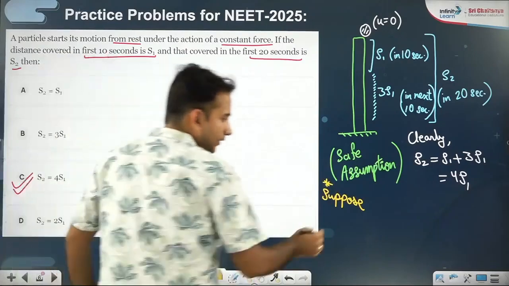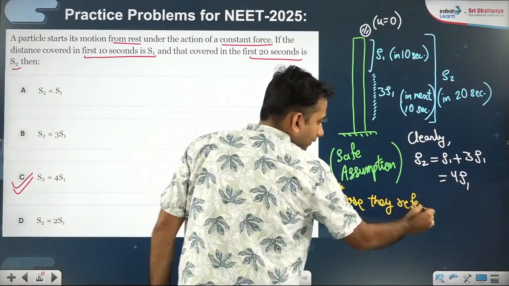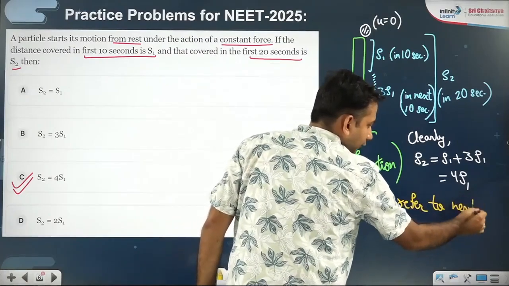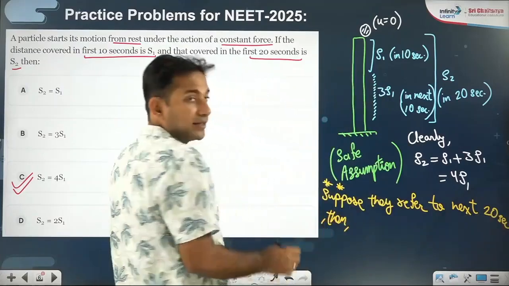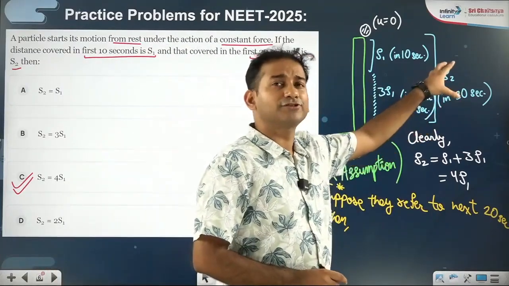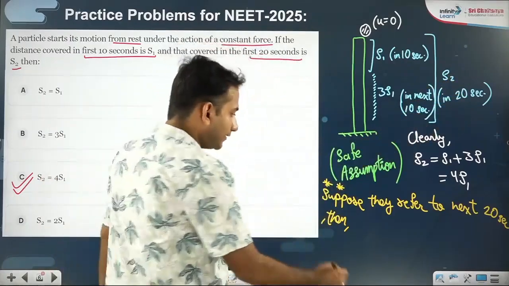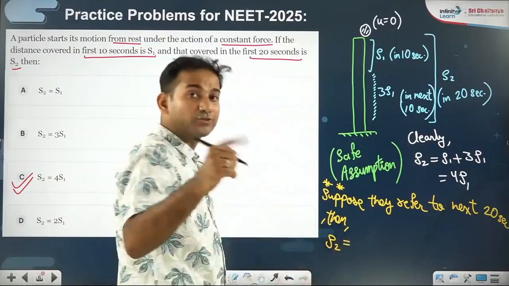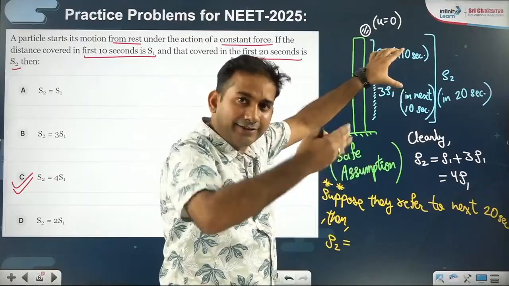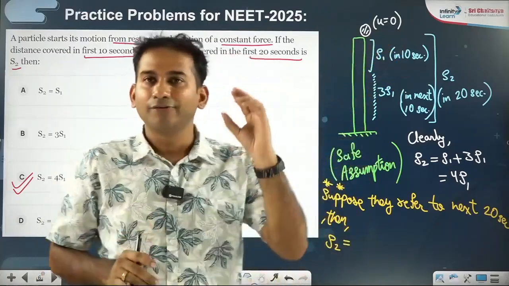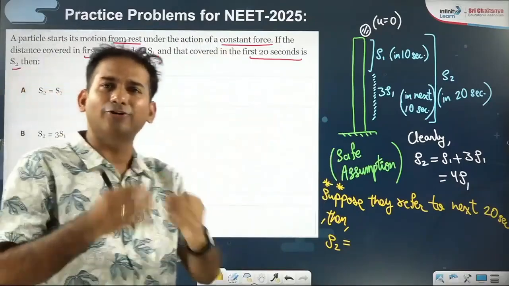It is a modified version. Suppose they refer to the next 20 seconds. Then, I repeat my question. So here they are talking about the S2 in the first 20 seconds. Suppose they want to take the next 20 seconds. Then your S2 value will be equal to 10 seconds, next 20 seconds means again 10, then again 10. I repeat, first 10 seconds and first 20 seconds are sorted. Question is there, answer is there, end of the story.